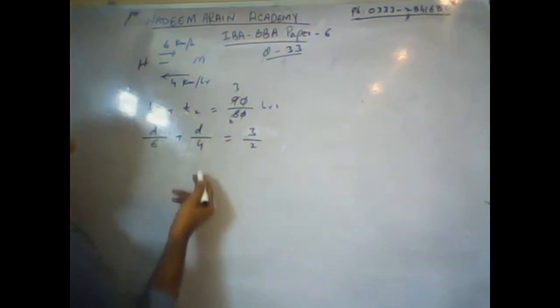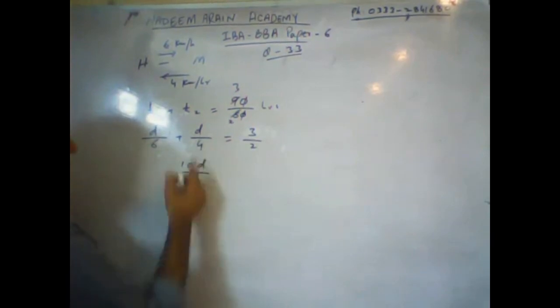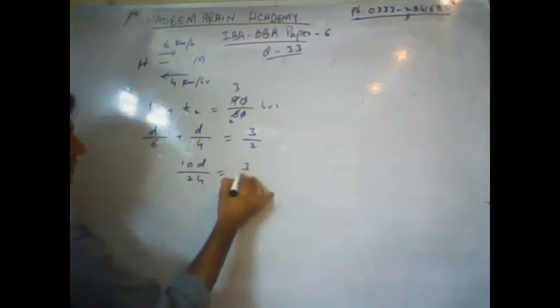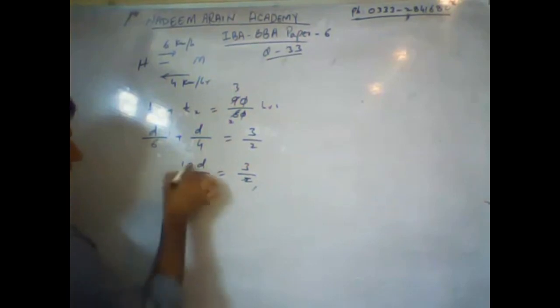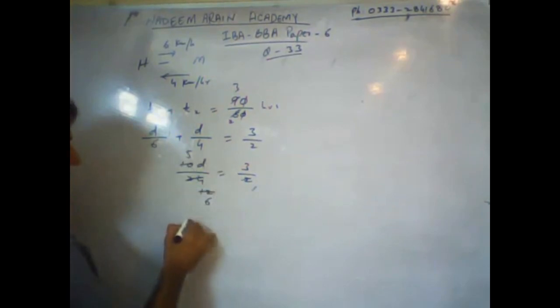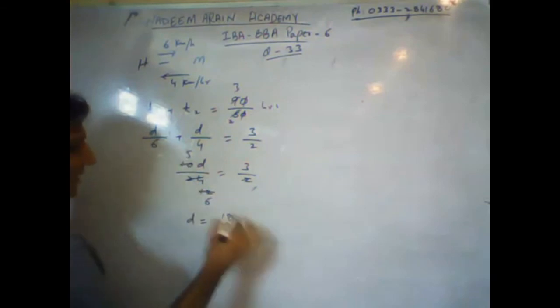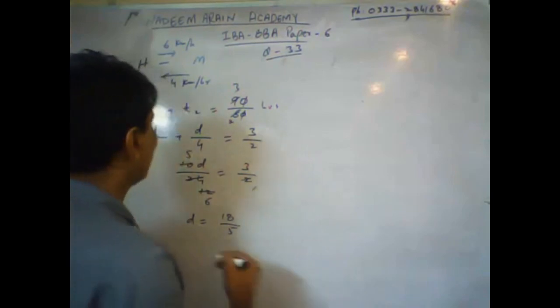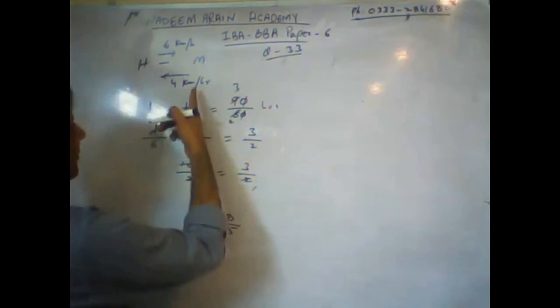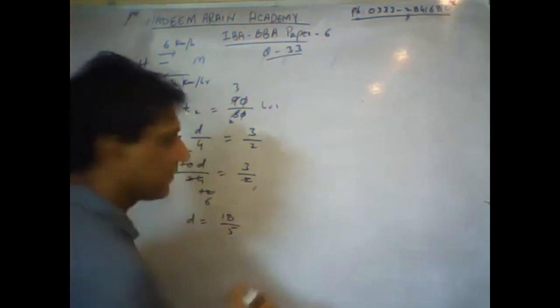So d over 6 plus d over 4, 4d plus 6d, 10d over 6 times 4, 24, is equal to 3 over 2. So this is 2 12s and 2 6 2 5s, that is d is equal to 6 times 3, 18 divided by 5. This is the distance traveled by him. Now we need to find out how long he took from market to home at the speed of 4 km per hour.